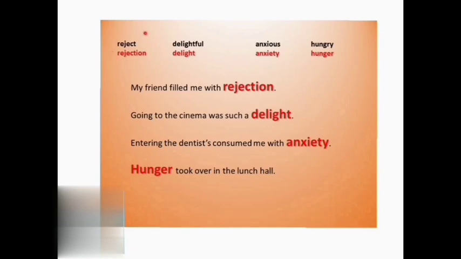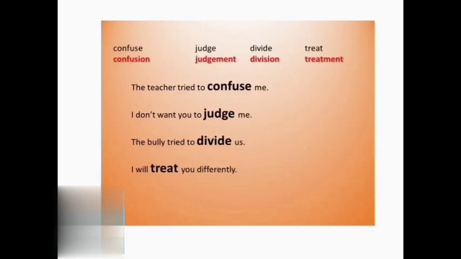Now, from reject, you can have rejection to make it become a noun. From delightful, we have delight. From anxious, we have anxiety. And from hungry, we have hunger. So I can now say that my friends filled me with rejection. I have made it a noun. Going to the cinema was such a delight. Entering the dentist consumed me with anxiety. Hunger took over in the lunch hall. You can see how we have made nouns out of those verbs and adjectives.